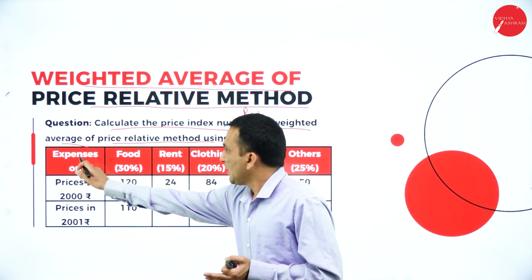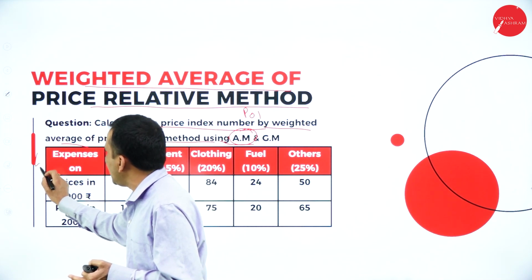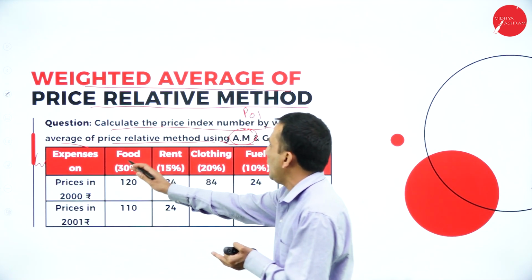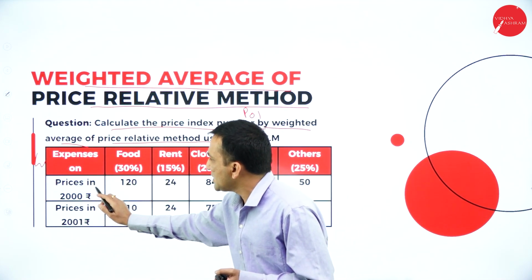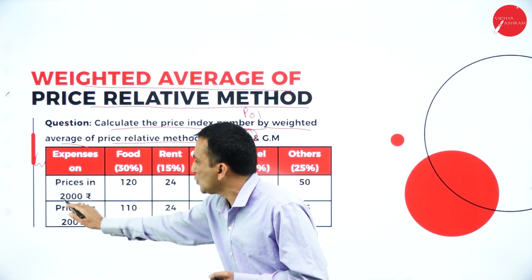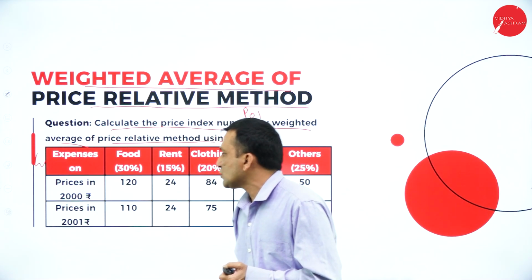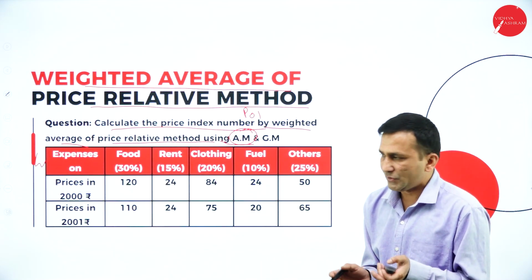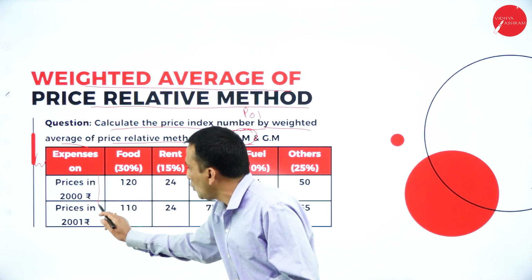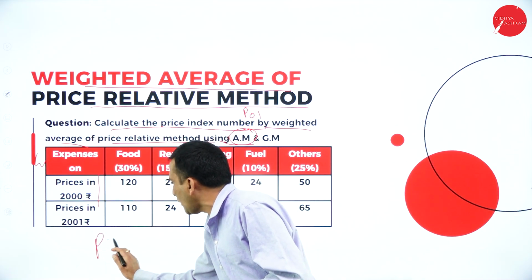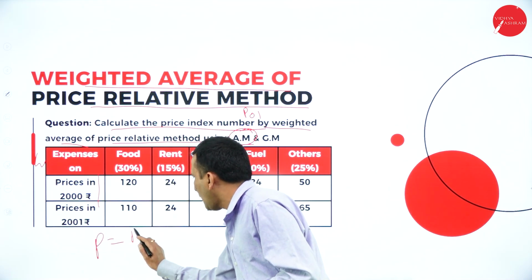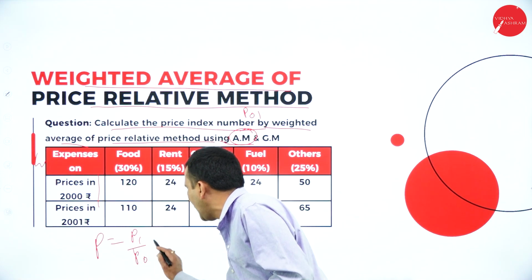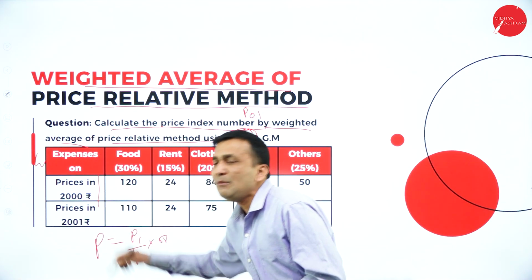Here the expense is not given, only W is given. All W is given. There are two prices given: one is the previous year, 2000, and the current year, 2001. We are going to calculate the value using an average. With the help of these two, we find capital letter P, which is P1 divided by P0 into 100, found with the help of price only.